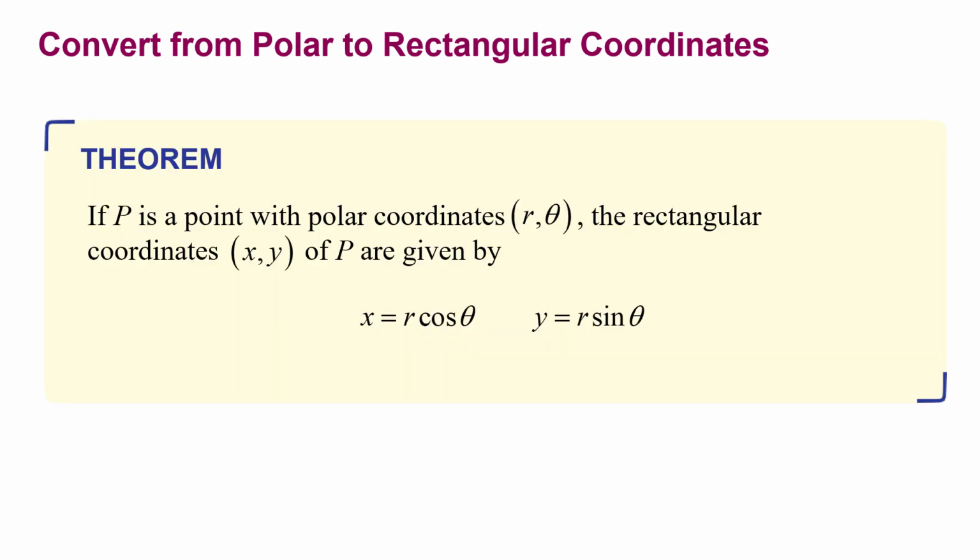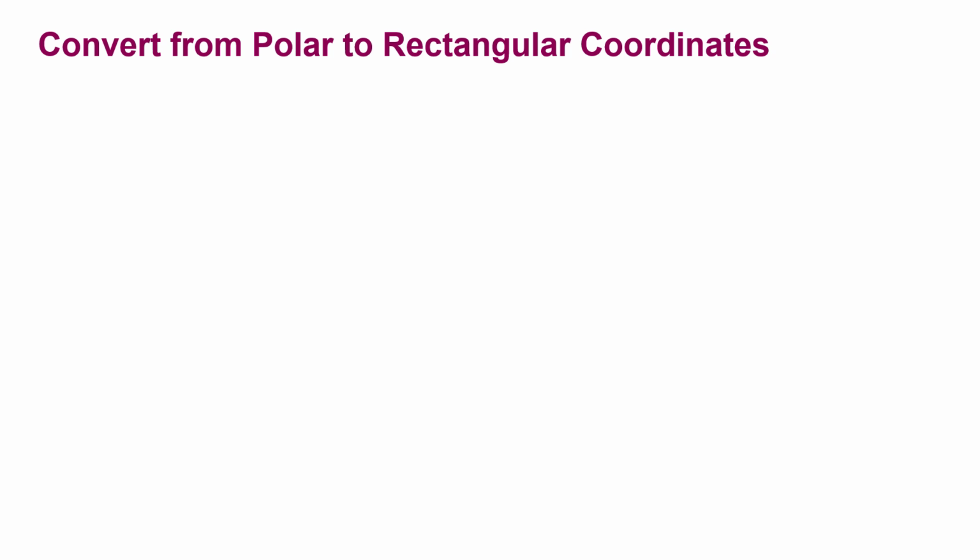So in summary, the following theorem states: if P is a point with polar coordinates r, theta, the rectangular coordinates x, y of point P are given by x equals r cosine theta and y equals r sine theta. A quick note here about the case when r is negative. The figure that we drew implied that r was positive because the point was in quadrant 1. However, the theorem holds for any value of r.